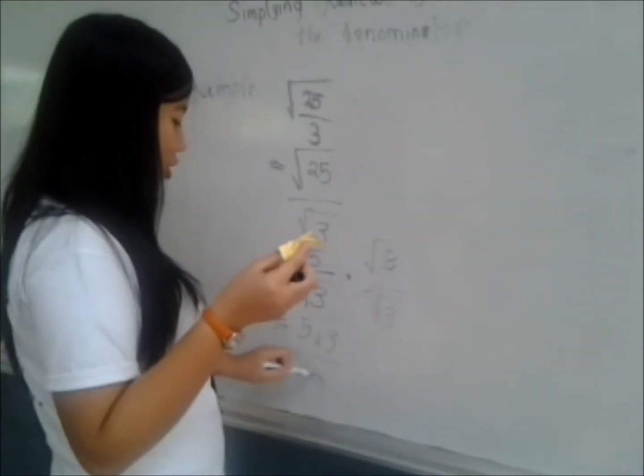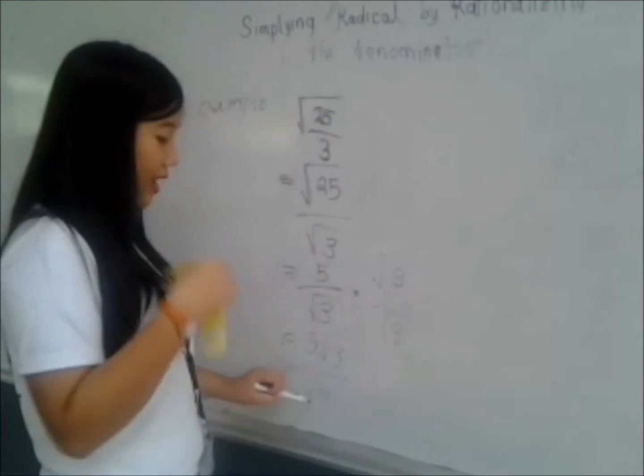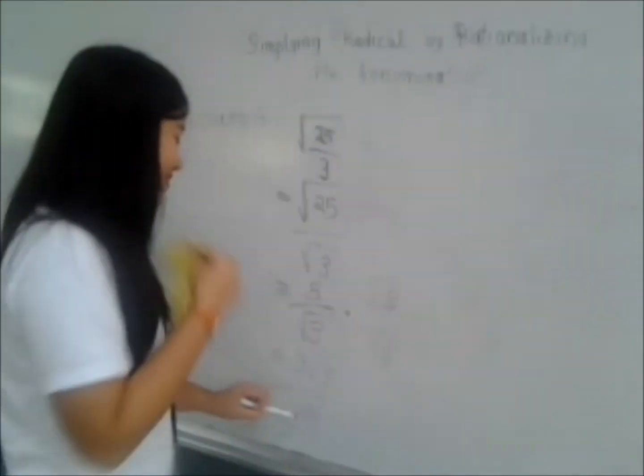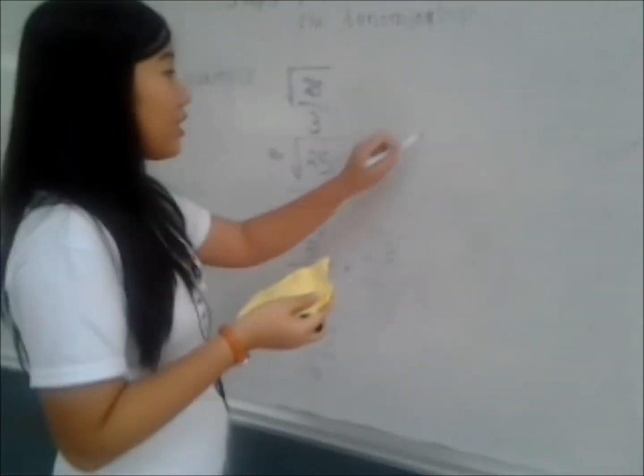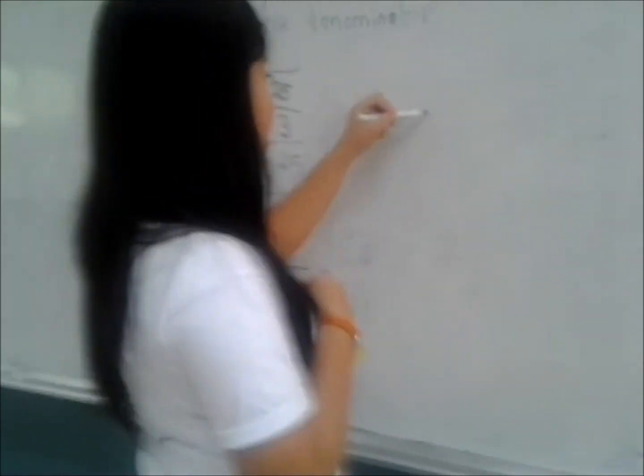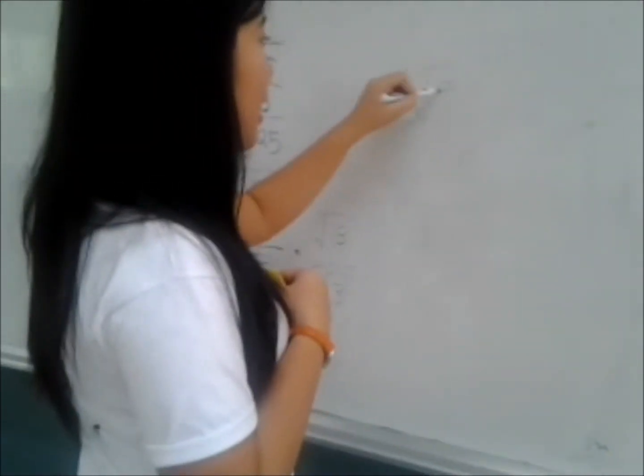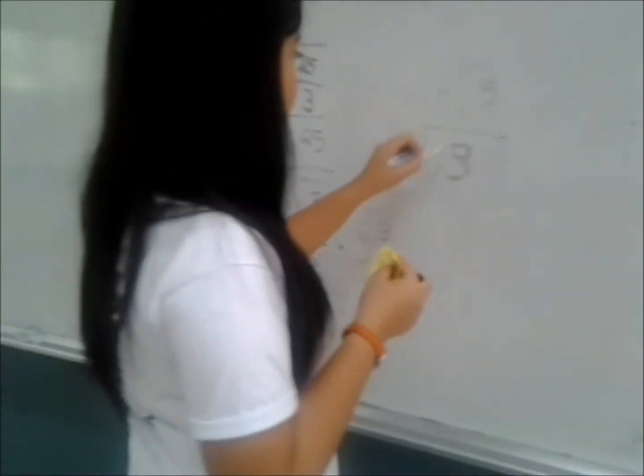Hindi pa siya yung pinakasagot, kasi ito may square root pa siya, kaya ito. Ito na magiging final answer. 5 square root of 3 over 3. Ayun.